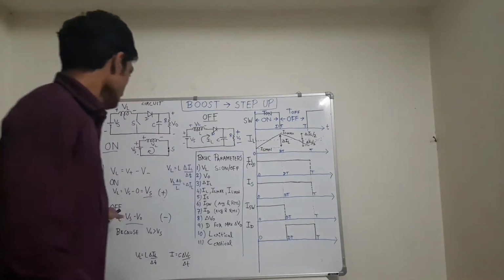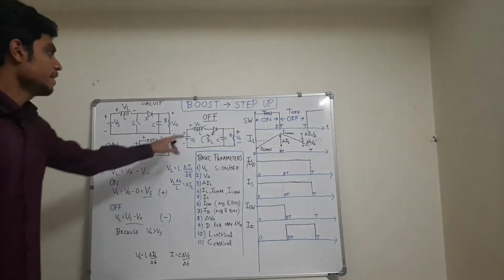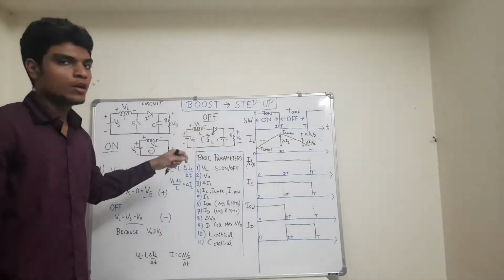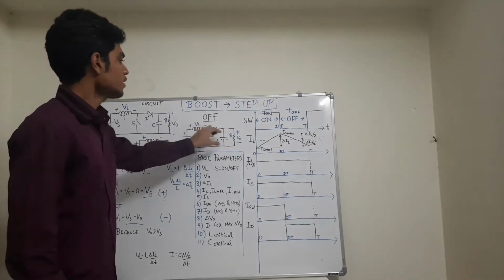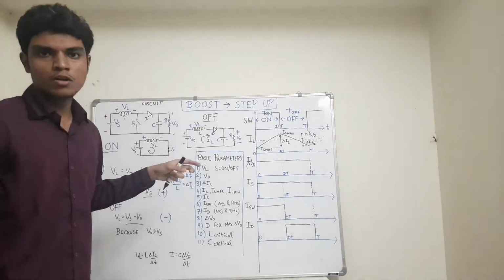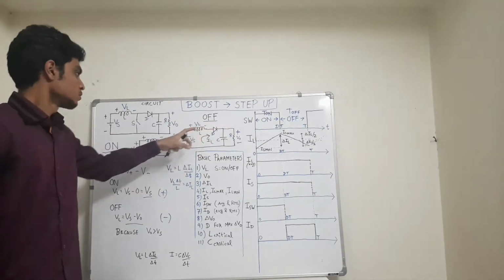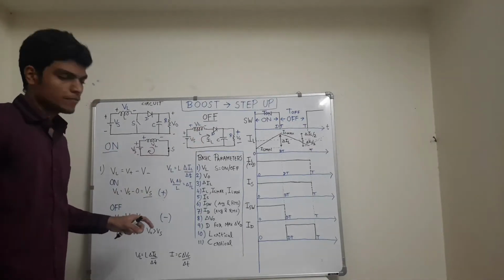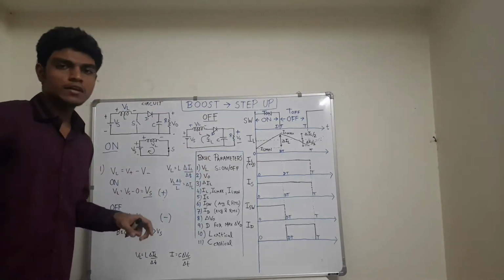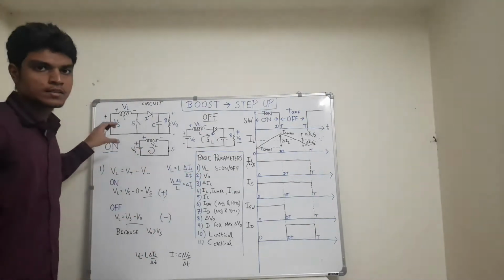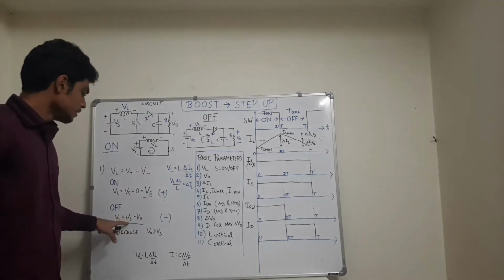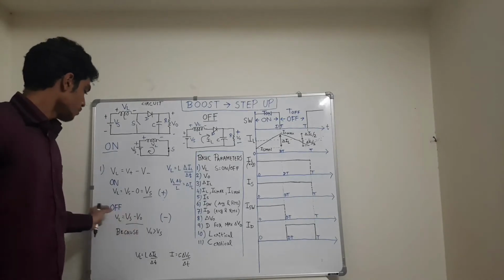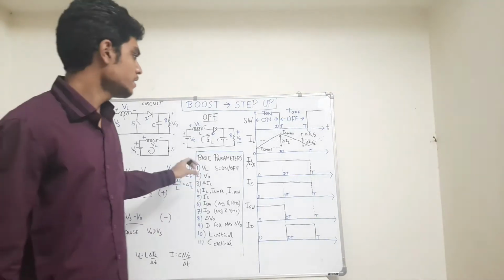Now for the off time, we will see the voltage across the inductor. At the positive terminal it is Vs, and at the negative terminal of the inductor it is V0. This voltage comes directly because the diode drop is neglected, the ideal case. So the voltage across the inductor is Vs minus V0. But I will soon prove that V0 will always be greater than Vs. Hence, friends, we can see that Vs minus V0 will be negative because V0 is greater. So during the off condition, the voltage across the inductor is negative.